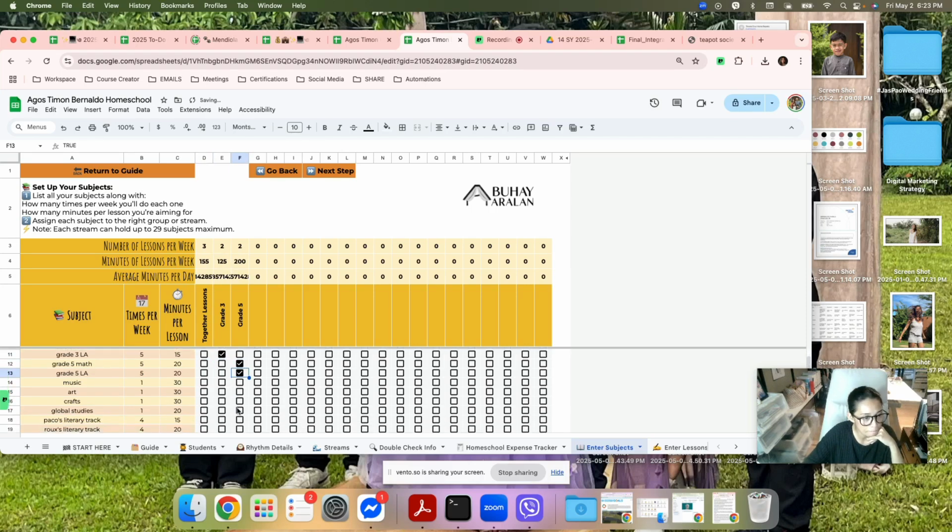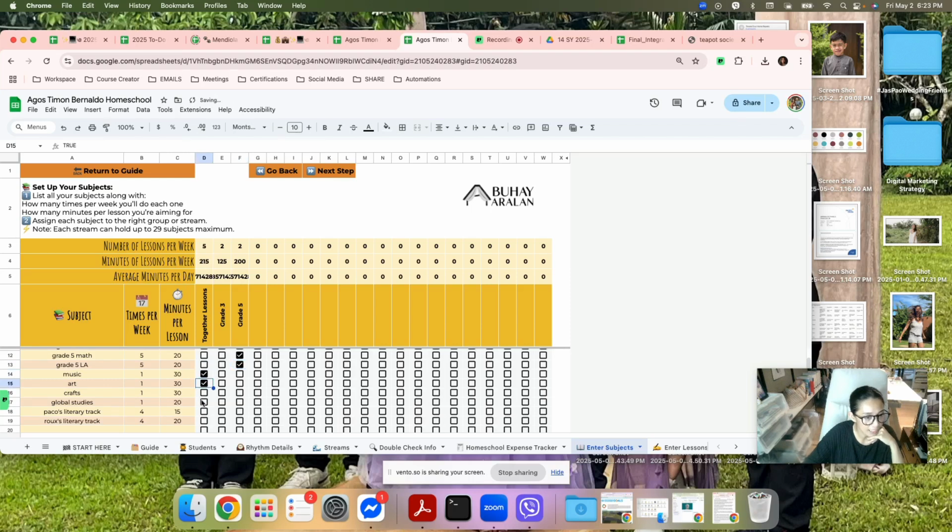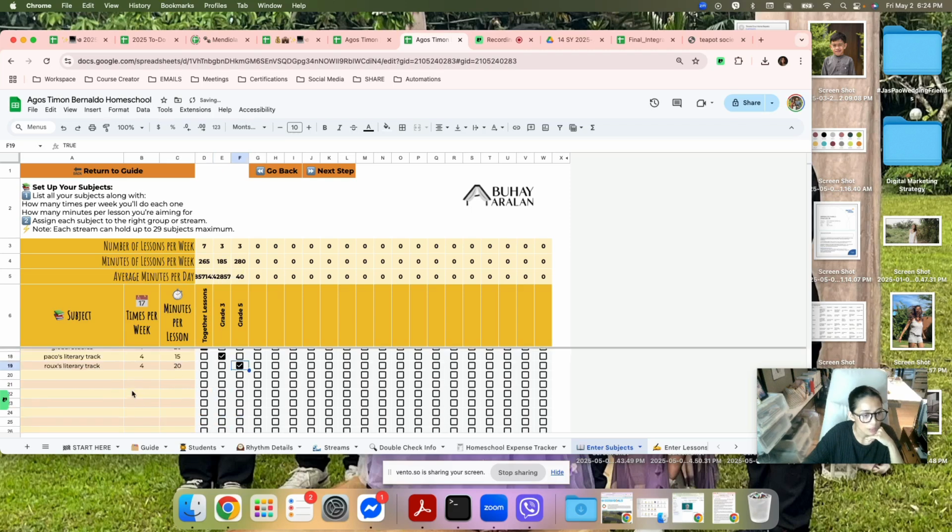And then, ayan, lahat to, halos together lessons na. Paco, and then Rue. I also plot here Rue's ballet and Paco's hip-hop. And then they also have guitar lessons and drum lessons. So, these are all twice a week. Once a week lang to. Si Rue does it 3 times for an hour and a half. So, ilan yun? 90 minutes. Paco has it for an hour.